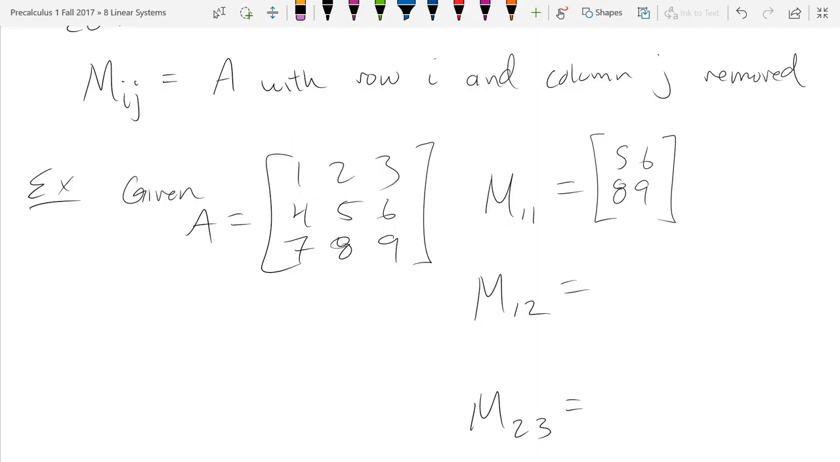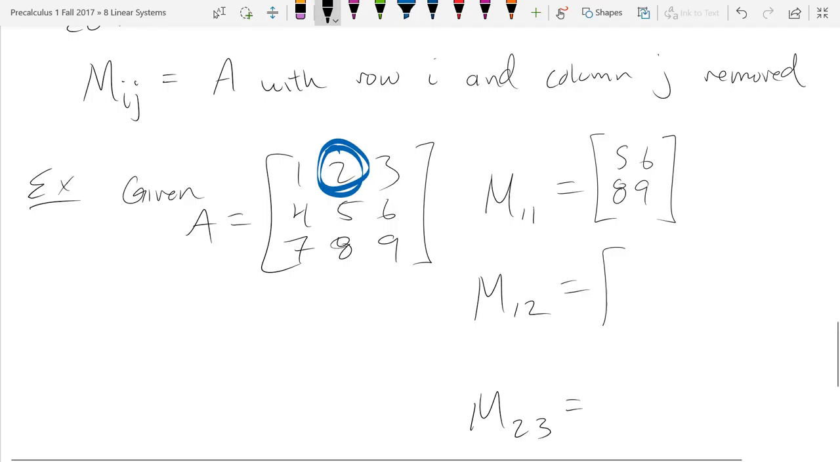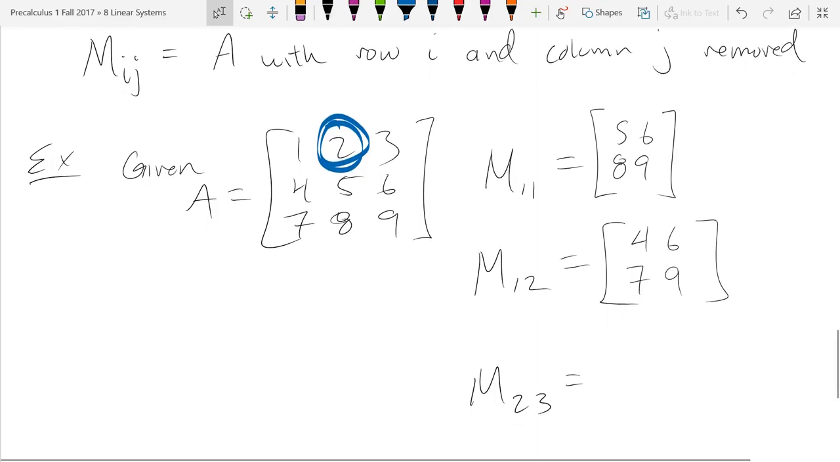Now the next minor I want you to find is 1,2. So is this in row 1 or column 1? Row 1. So it goes row first, so we're row 1. And then the 2 is the column, so row 1, column 2. So cross out row 1 and column 2, and then tell me the matrix left over. These should all be one dimension smaller than your original. So you're losing a dimension. And you should get 4, 6, 7, 9.